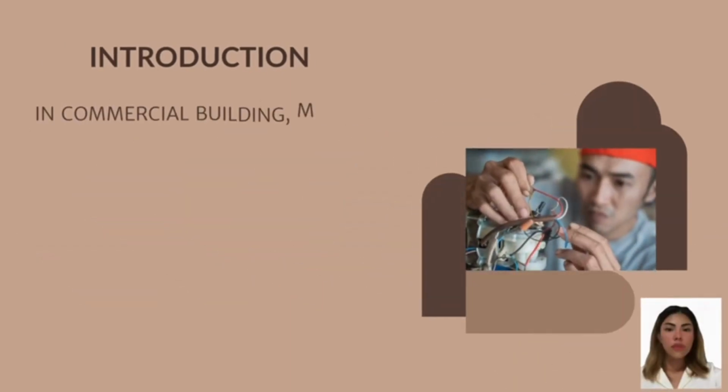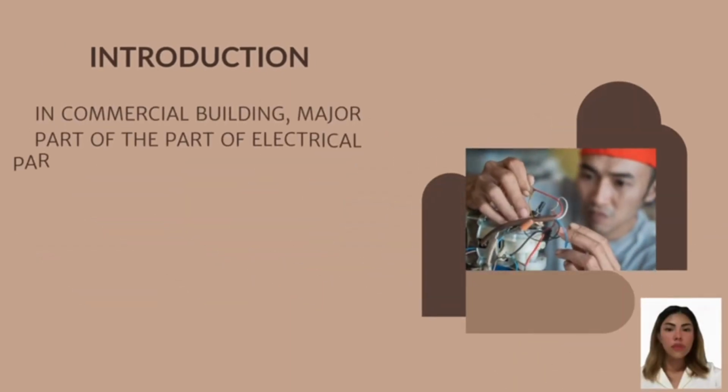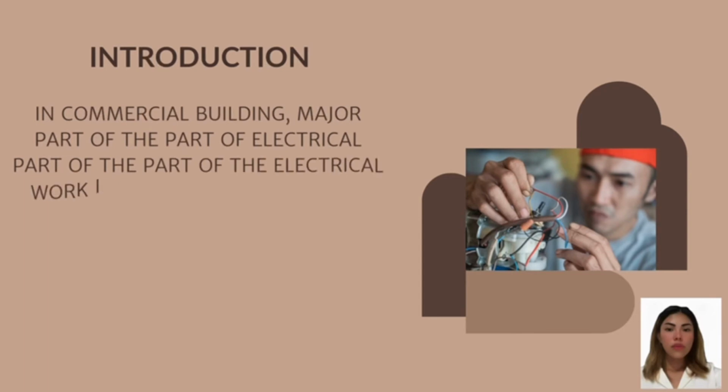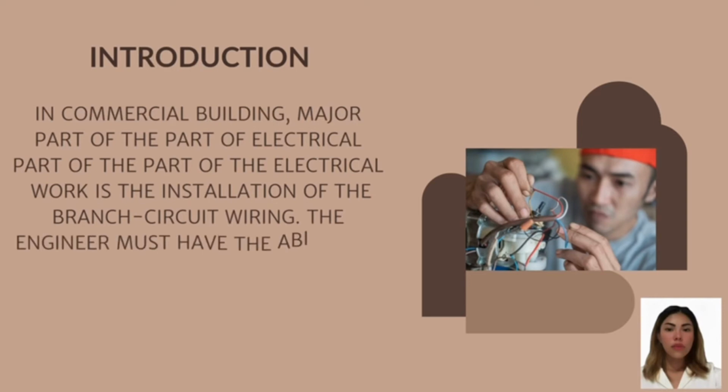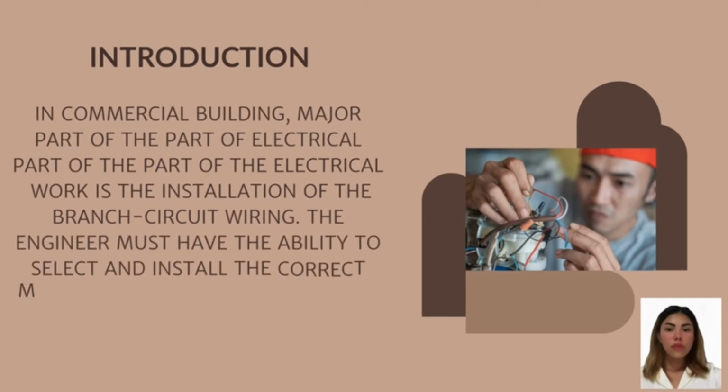To start our discussion, let's have our introduction first. In a commercial building, the major part of the electrical work is the installation of the branch circuit wiring. The engineer must have the ability to select and install the correct materials to ensure a successful job. For some jobs, the specification or bid documents will dictate a specific wiring method that is required. For residential installations, the architect or engineer will specify the wiring method to be used.